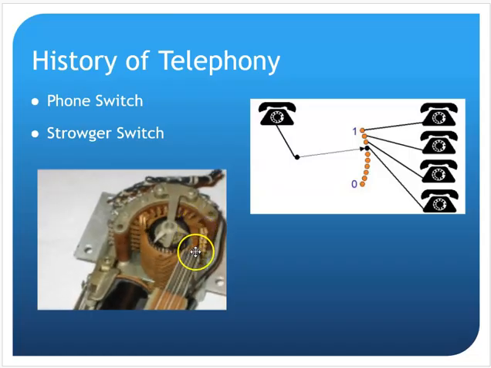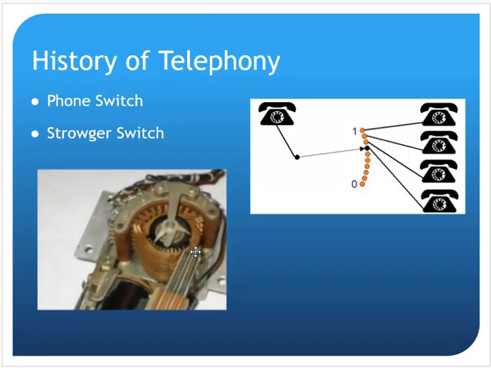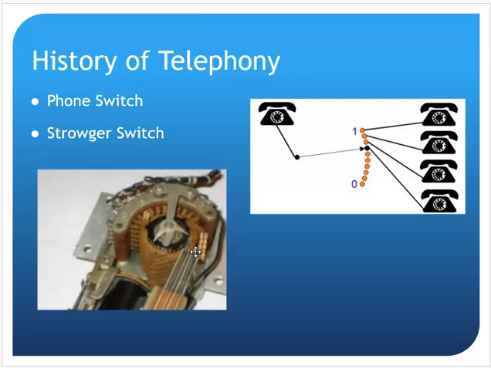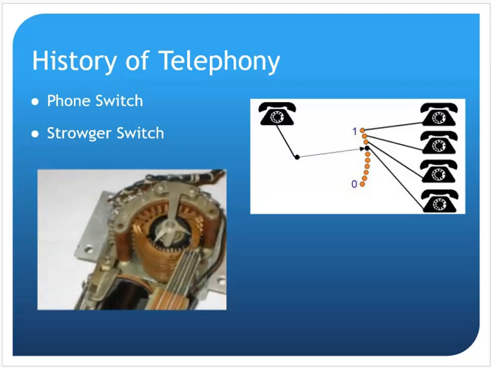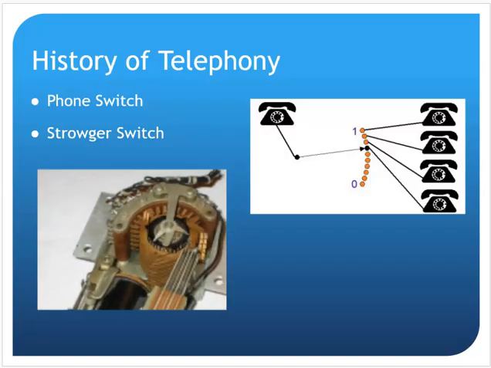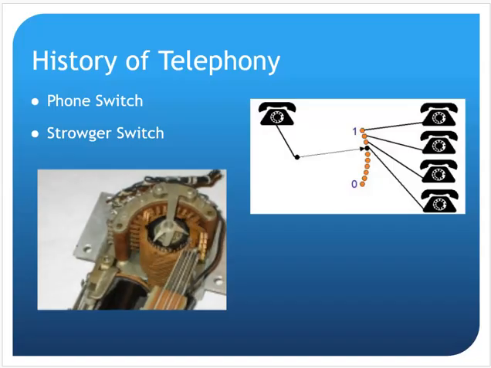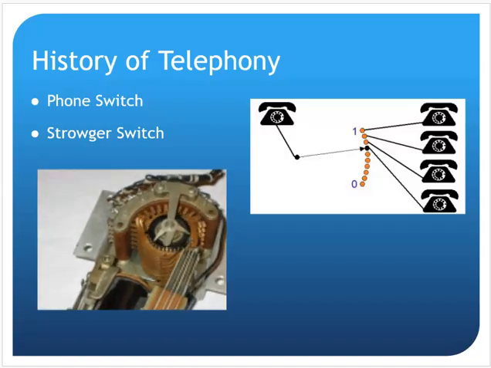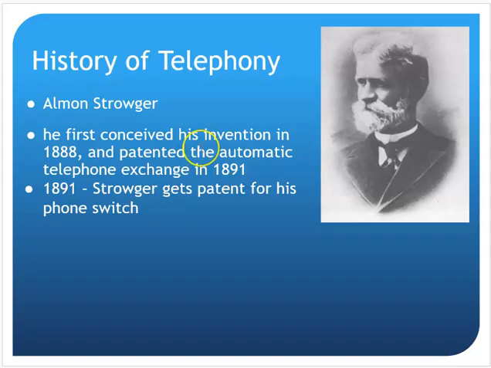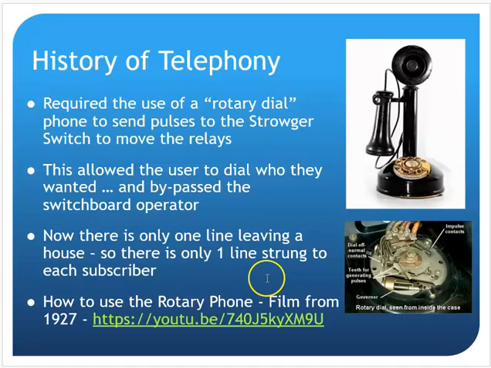And all you need to do is put a series of these for the first digit, a series for the second digit, a series for the third digit, and now you could call the person you wanted to call. And that was kind of the beginning of phasing out your switchboard operators and having a mechanical switch, in this case, doing the routing for you. Conceived as an invention in the 1880s, 1888, patented in 1891. 1891 gets the patent for his phone switch, and actually starts putting that into use.